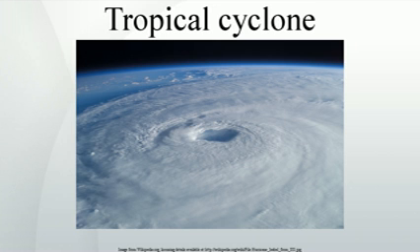The eye is normally circular in shape, and is typically 30 to 65 kilometers, 19 to 40 miles, in diameter, though eyes as small as 3 kilometers, 1.9 miles, and as large as 370 kilometers, 230 miles, have been observed. The cloudy outer edge of the eye is called the eye wall. The eye wall typically expands outward with height, resembling an arena football stadium. This phenomenon is sometimes referred to as the stadium effect.